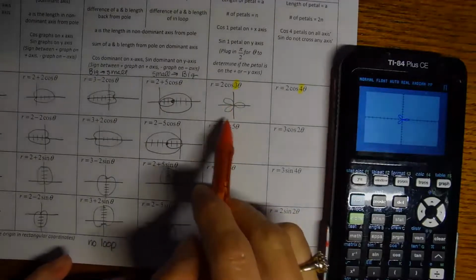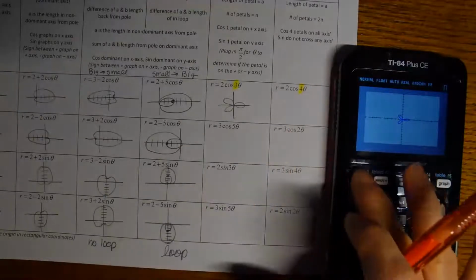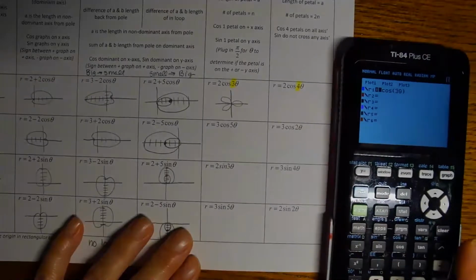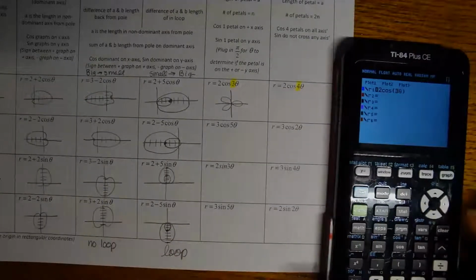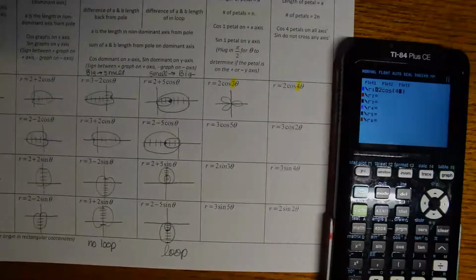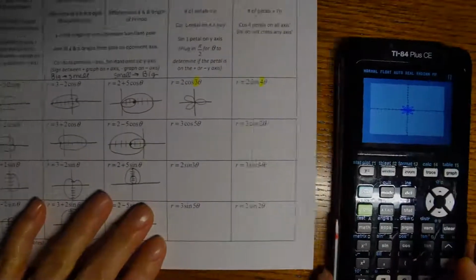Do you think these are evenly spaced apart? They are. Okay, now I want you to do the 4. How do you think the 4 is going to be different than the 3? You cheated. You peeked up there. You were supposed to guess. It's got 8 petals.